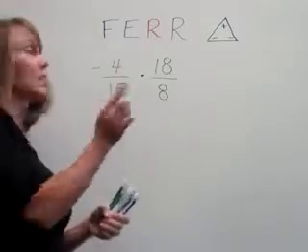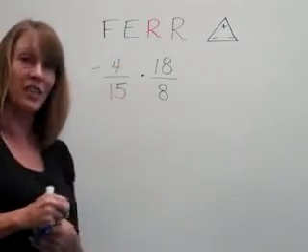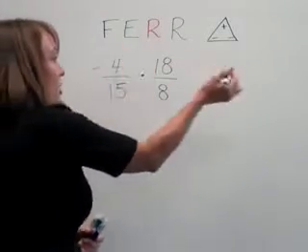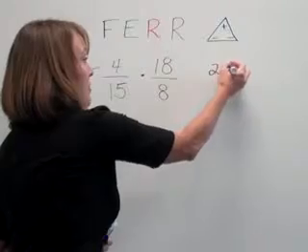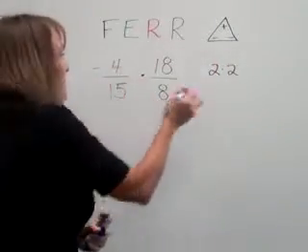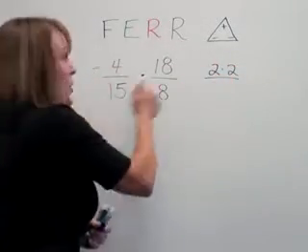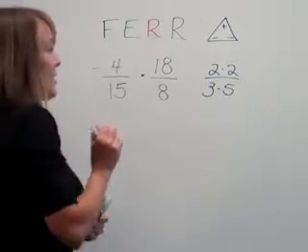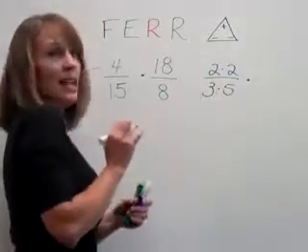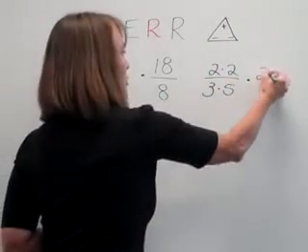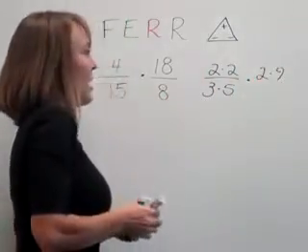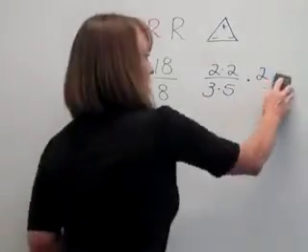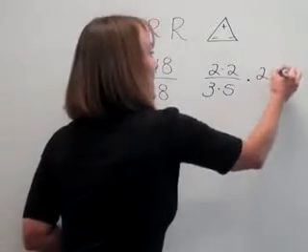According to our steps, the first thing we need to do is factor this out. We're going to factor it into our primes. Let's start with our 4. We have 2 times 2 as our primes for 4. For 15, we would have 3 times 5, which gives me my 15. Now for my 18, that would be 9 times 2, or 2 times 9. But 9 still isn't prime, so I'm going to change my 9 to 3 times 3.